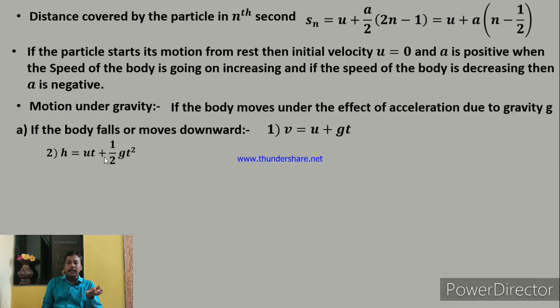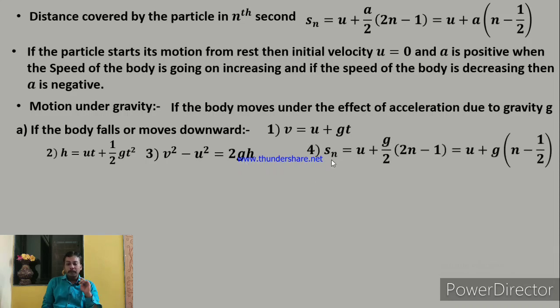The second kinematical equation is h equals ut plus 1 upon 2 gt square. This is the same as the kinematical equation, but in linear motion this is when the body falls, so the displacement is in terms of height: h equals ut plus half gt square. The third kinematical equation is v square minus u square equals 2gh. Here again s is replaced with h and a is replaced by g. The fourth kinematical equation is the displacement after the nth second, that is hn here.